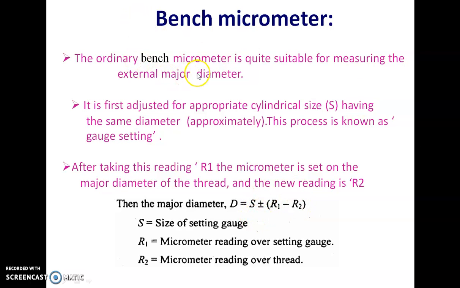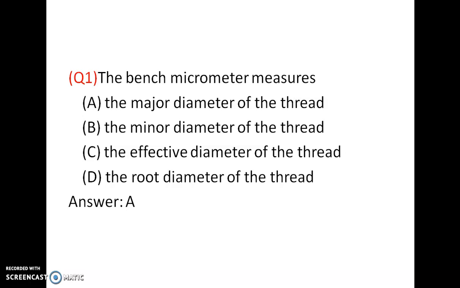So the ordinary bench micrometer is suitable for measuring the major diameter of external threads. It is first adjusted for an appropriate cylindrical size having the same diameter. This process is known as gauge setting. After taking reading R1, the micrometer is set on the major diameter of the thread and the new reading is R2, and the major diameter is calculated using the formula D equals S plus or minus R1 minus R2. So the bench micrometer measures the major diameter of the thread.